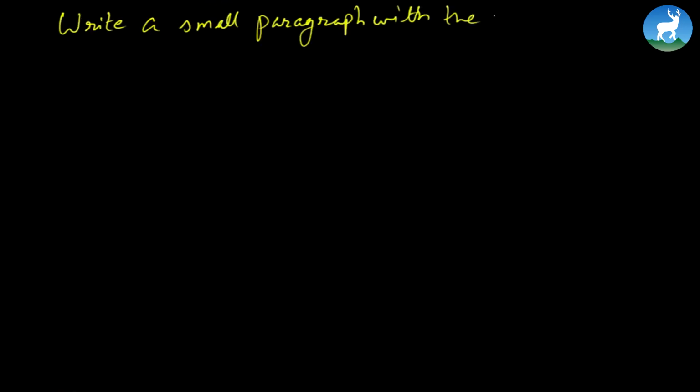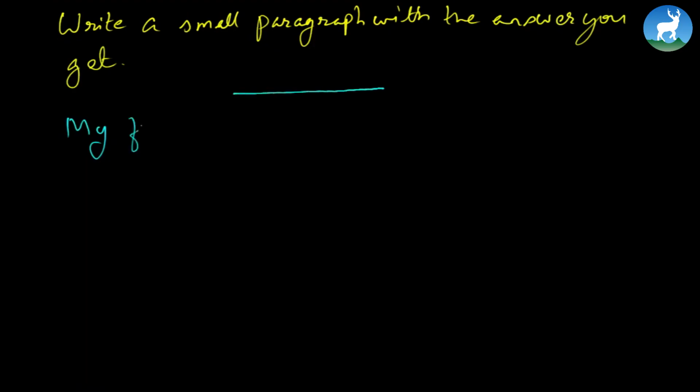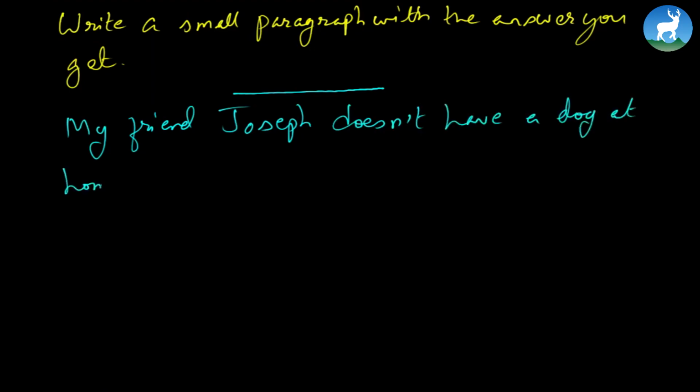And after the whole thing is done, write a small paragraph with the answer you get. So how do you begin the paragraph then? Okay, for example, let's say, be creative. You're free to be creative. Now give a title, like provide a title to your work. Let's say, my friend Joseph doesn't have a dog at home, but my best friend Jack has a dog.